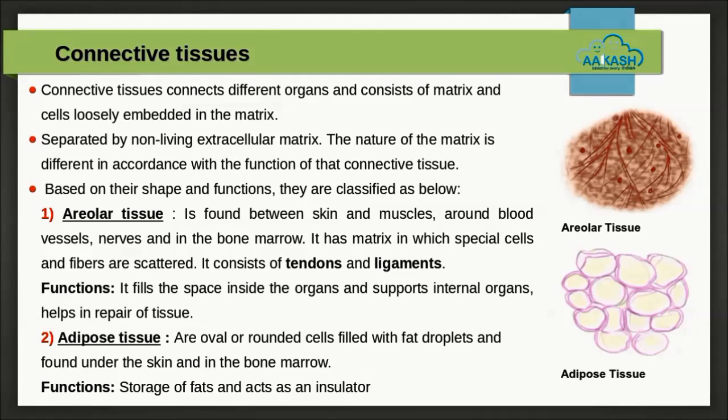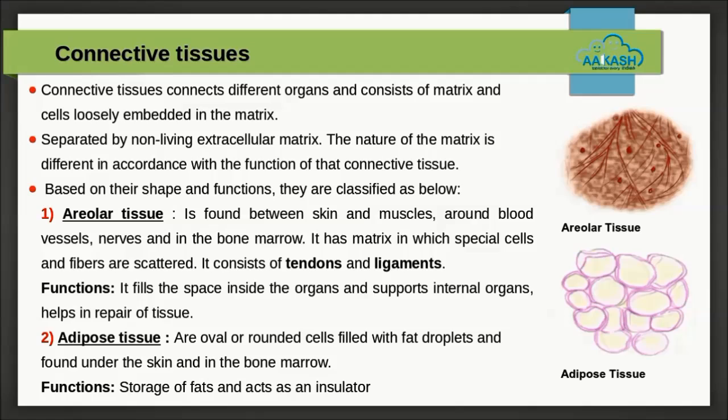Connective tissues. Connective tissues connect different organs and consist of a matrix and cells loosely embedded in the matrix. The cells are separated by a non-living extracellular matrix. The nature of the matrix is different in accordance with the function of that connective tissue. Based on their shape and functions, they are classified as below.